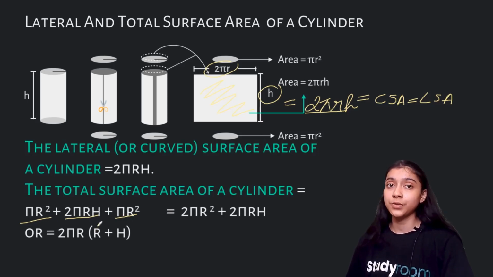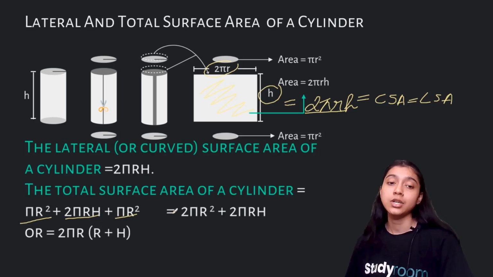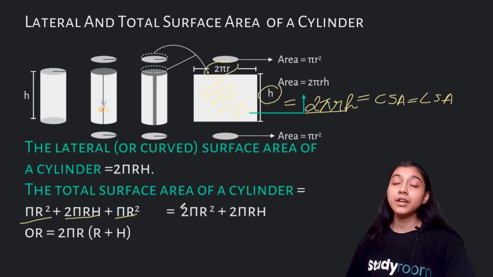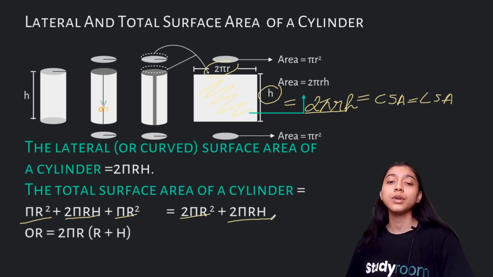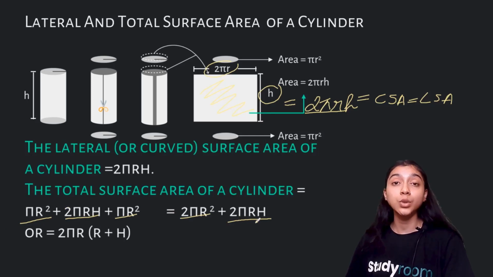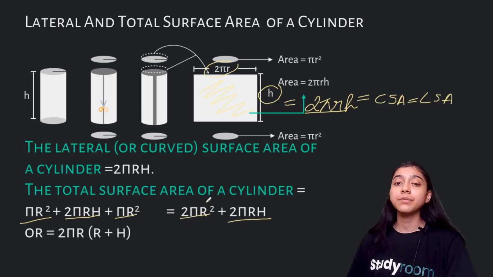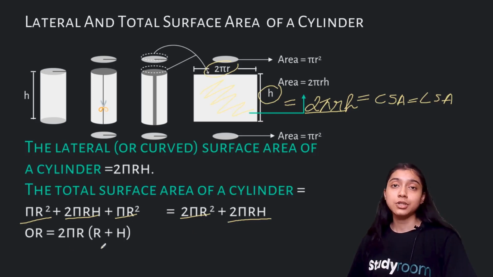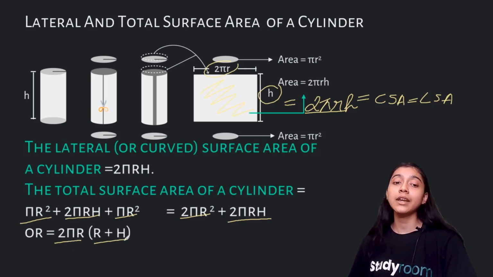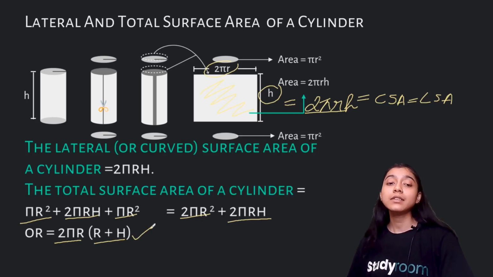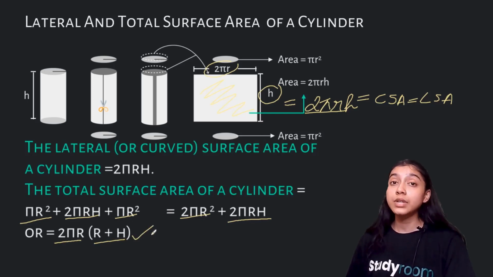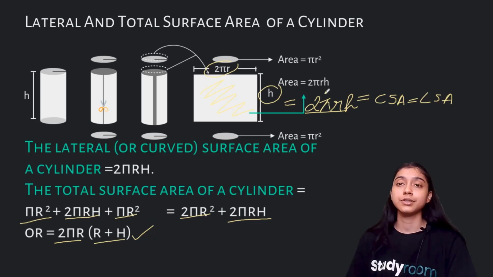Adding this with the lateral surface area of the cylinder, that is 2 pi rh, we get 2 pi r square and 2 pi rh, which is the lateral surface area. We add both of them up in order to get the total surface area of the cylinder. From these two terms, we have to take 2 pi r common. When we take 2 pi r common, we are left with r plus h. So we have 2 pi r within brackets r plus h as the total surface area of a cylinder whose radius is r and height is h.